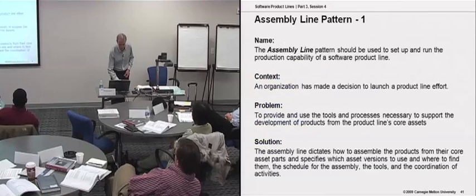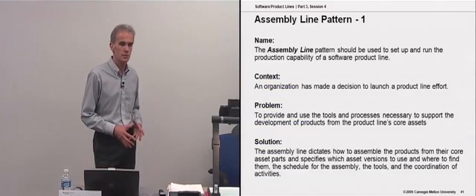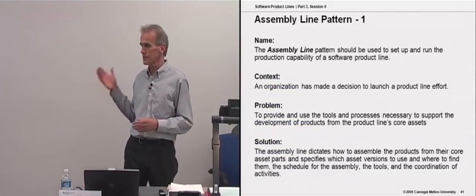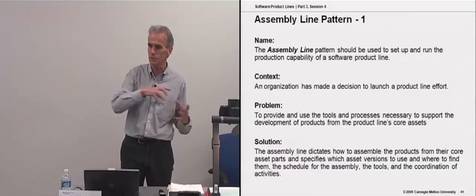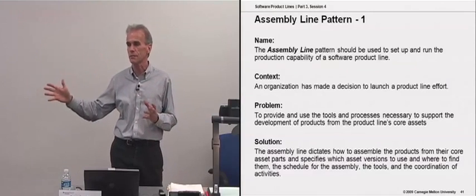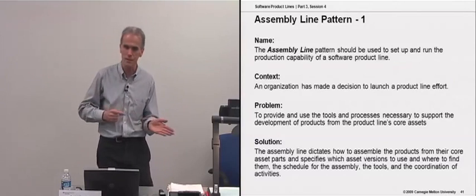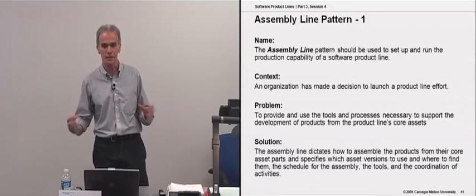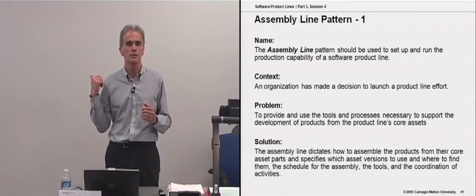The next pattern, the assembly line pattern, is by analogy with a car assembly line where you've got the chassis and the engine and the various components being fed down the assembly line and a finished product coming out at the end. The whole system of conveyors and robot welders, the assembly line that enables all of these parts to be put together to form a product, that's what this is all about.